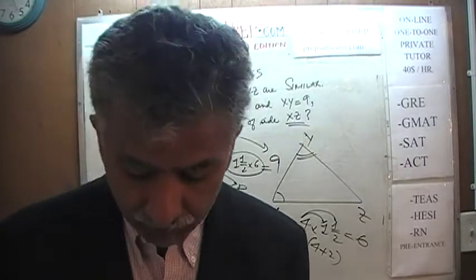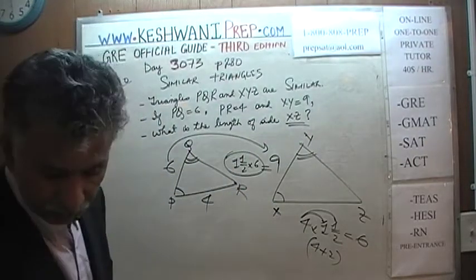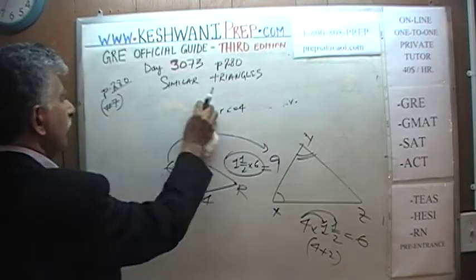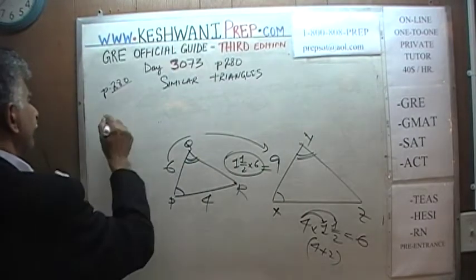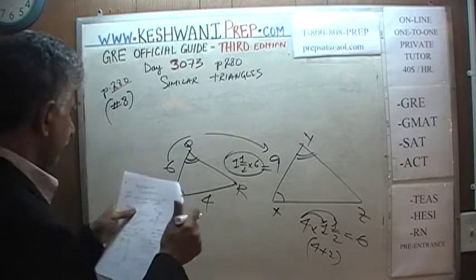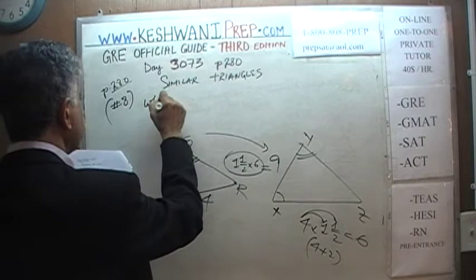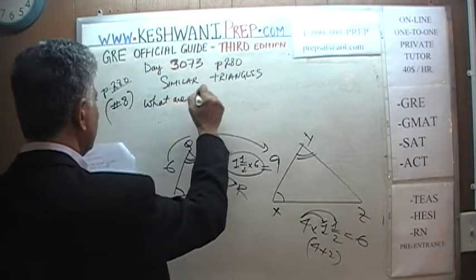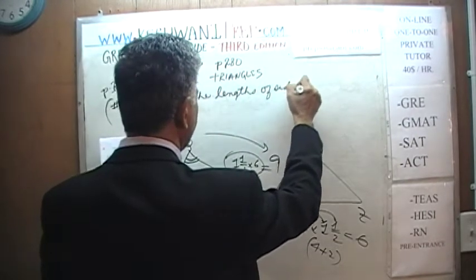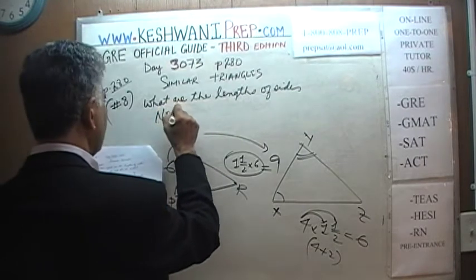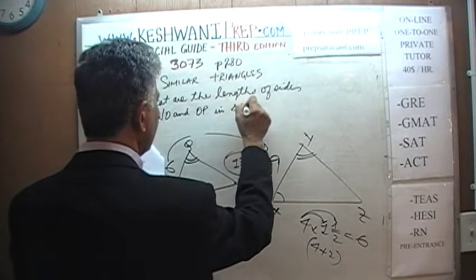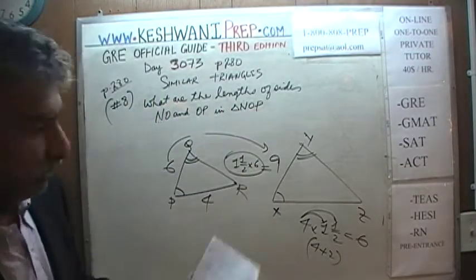This time they're going to give us similar triangles in a little bit different way. Let's put the problem on the blackboard first. Number 8. It says, what are the lengths of the sides NO and OP in triangle NOP, and they give us a picture. So we're going to put the picture on the blackboard here.